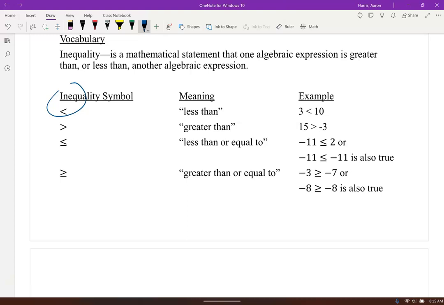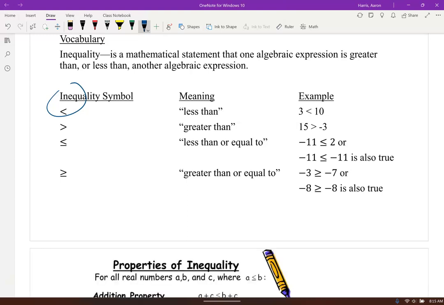There's our less than. I always like to think of it as pointing, for our number line, to the lesser numbers, right? Less than, and then you've got less than or equal to. For example, negative 2 is less than 7. That's true. Negative 2 is less than or equal to 7. That's also true. Negative 2 is less than or equal to negative 2. That's also true because it's or equal to, because of that line underneath it, right?